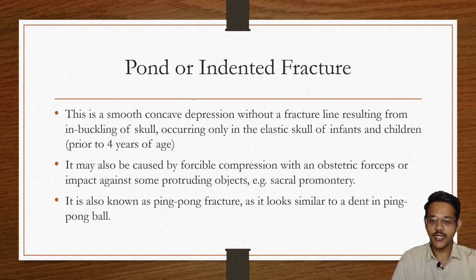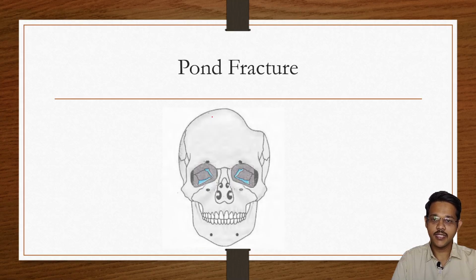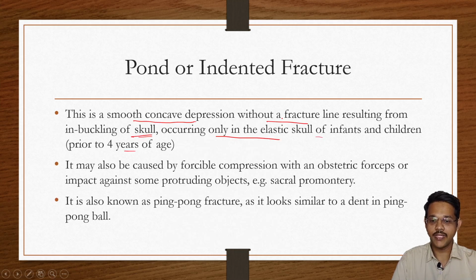Pond fracture, also called an indented fracture. This is a fracture mainly occurring in infants or children less than 4 years. In this, there is a smooth concave depression without a fracture line, resulting from inbuckling of the skull, occurring only in the elastic skull of infants and children. So, in children, the skull is elastic. Because of that, when local pressure occurs, the part of the skull gets depressed, but it is not fractured. There is a depression, but no fracture line is present. That is why it is called a pond fracture.